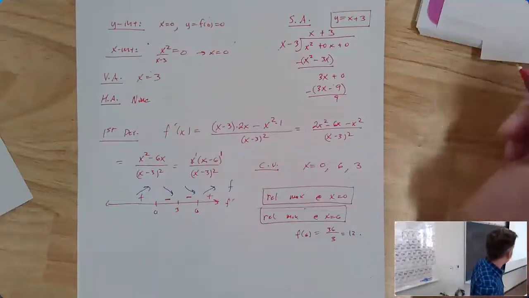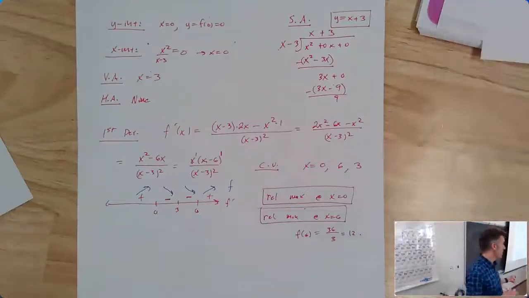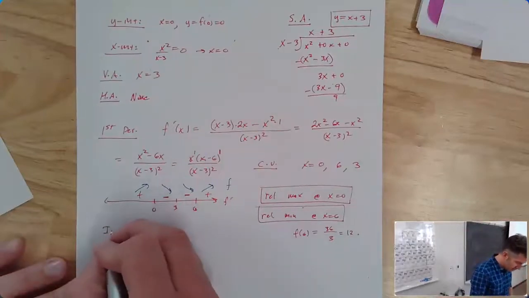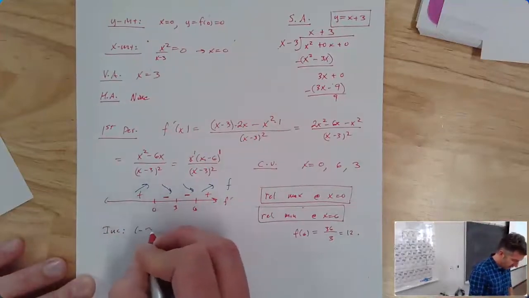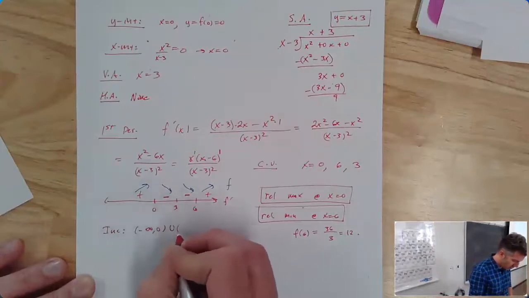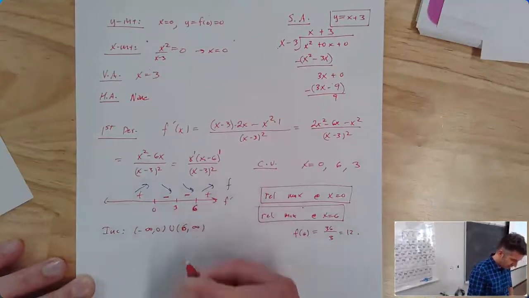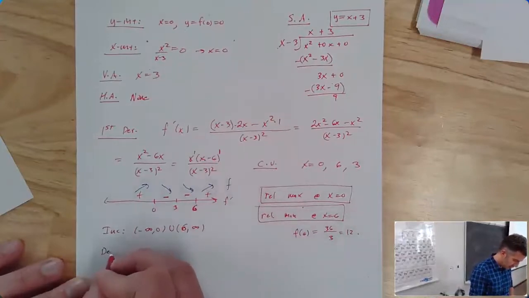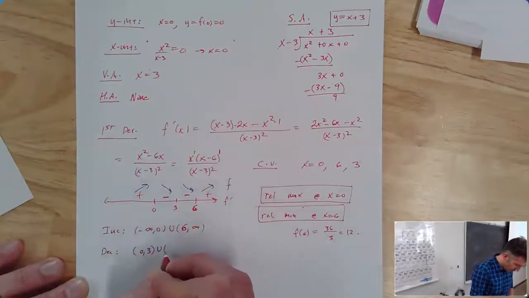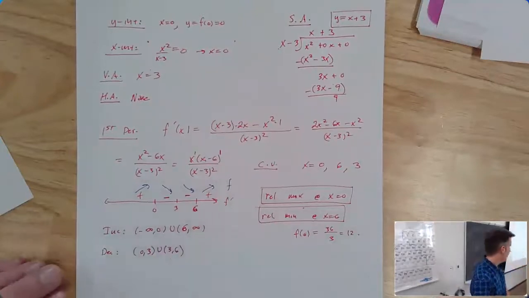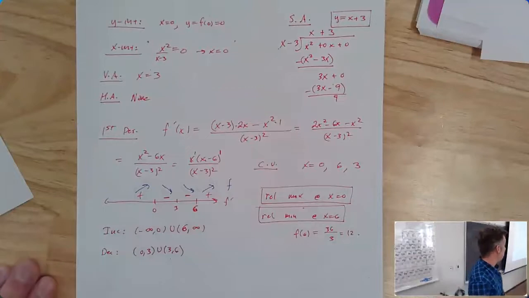I don't usually ask these questions, but if we were asked where this function is increasing or decreasing, it is important to be very specific here. It is increasing on the interval negative infinity to 0 union 6 to infinity, and it is decreasing on the interval 0 to 3 union 3 to 6. We cannot just say it's 0 to 6 because the function is undefined at 3.